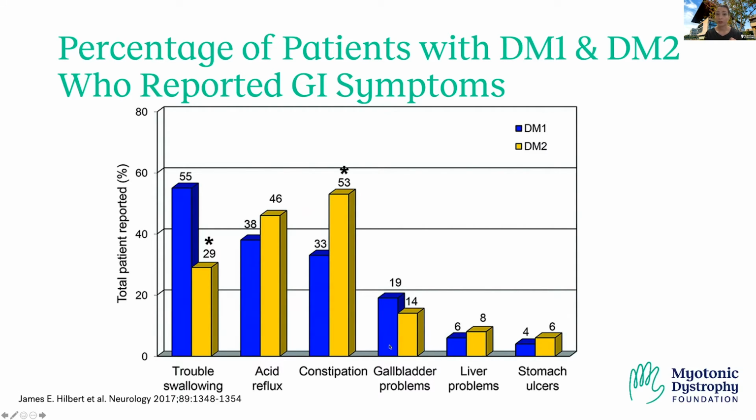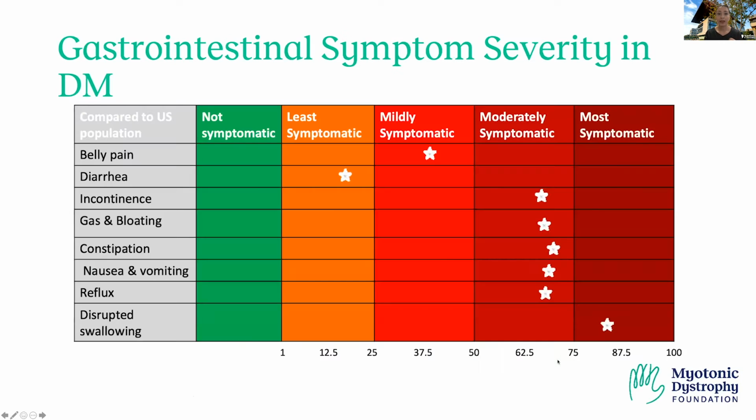And also there was a subgroup of patients who had problems with gallstones and gallbladder problems, and only a fraction of our patients with myotonic dystrophy have symptoms related to abnormal liver enzymes and liver problems, or a true stomach ulcer.